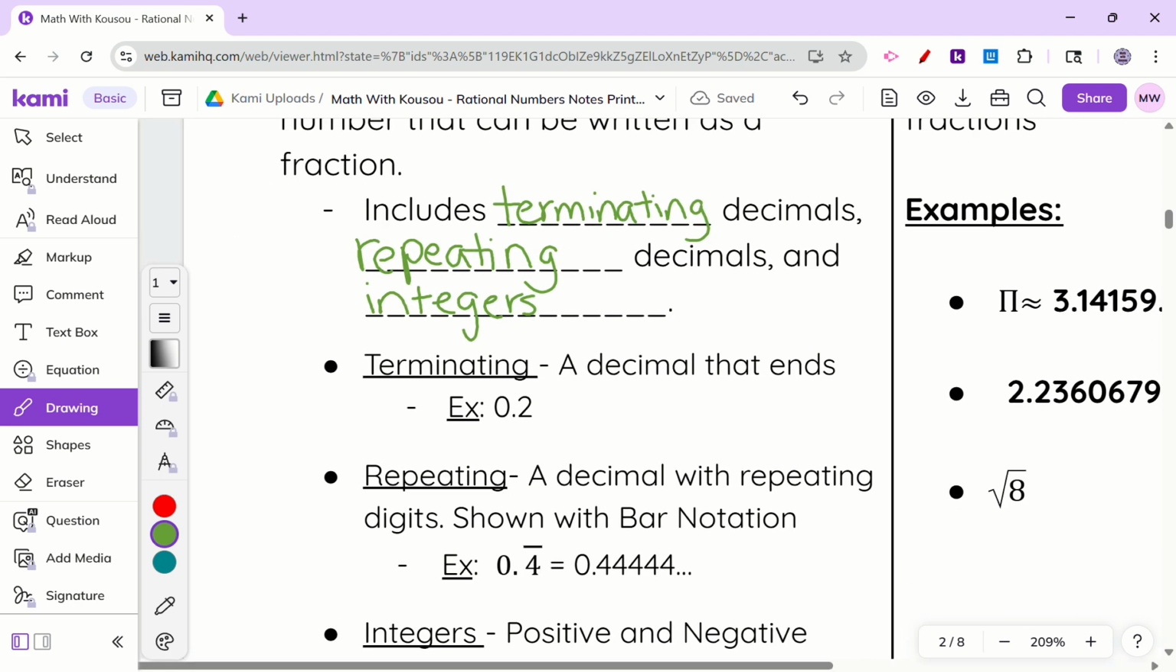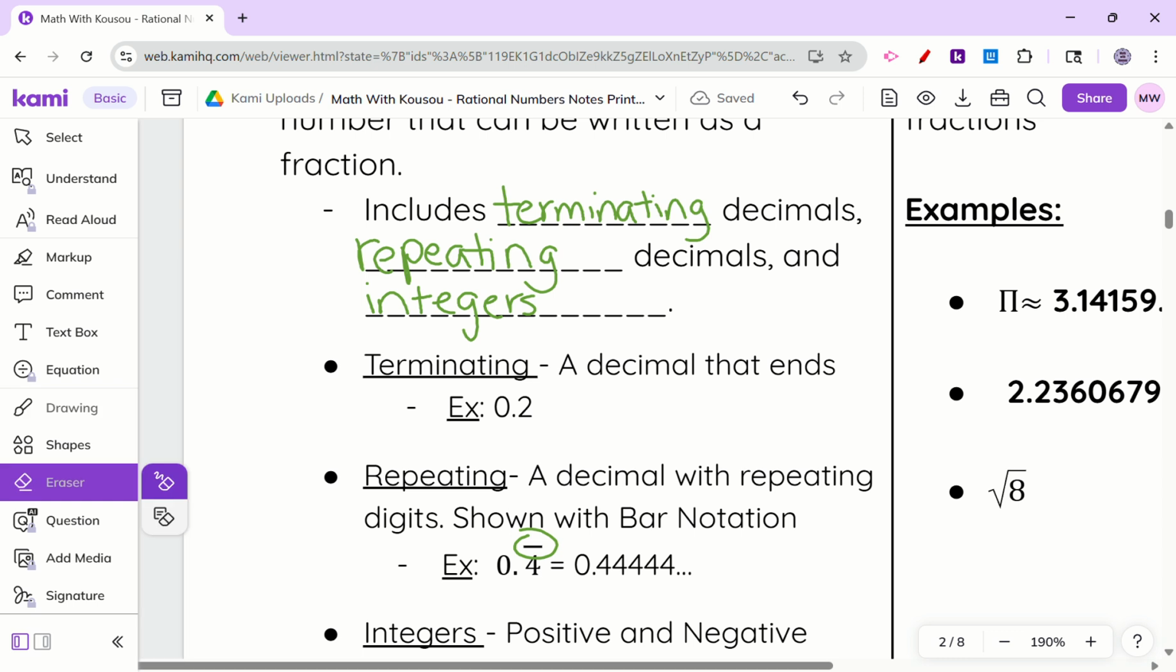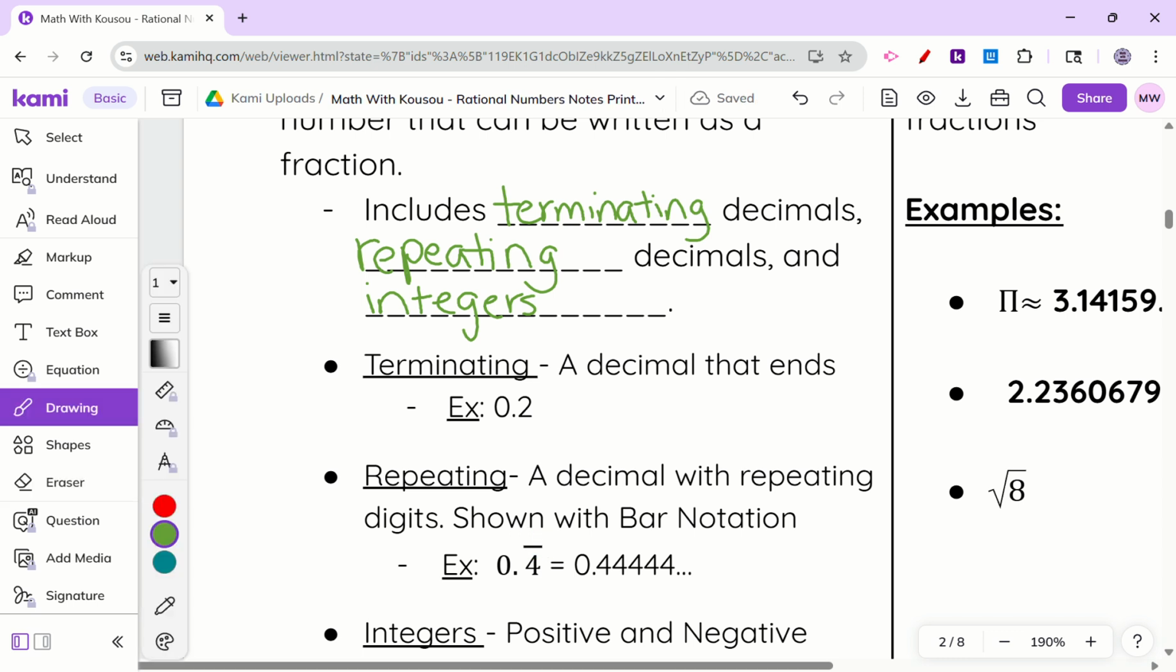Repeating decimals are decimals that have repeating digits. They are shown with the bar notation. The bar notation looks like that. It is just a bar that goes over the digit that repeats. So we have here 0.444444. That is a repeating decimal.